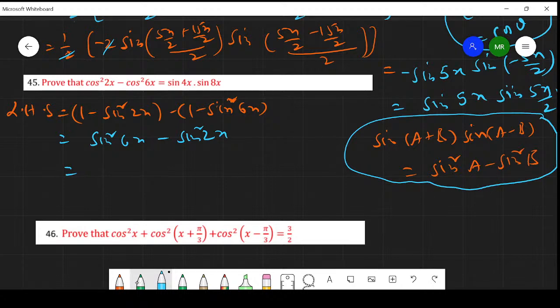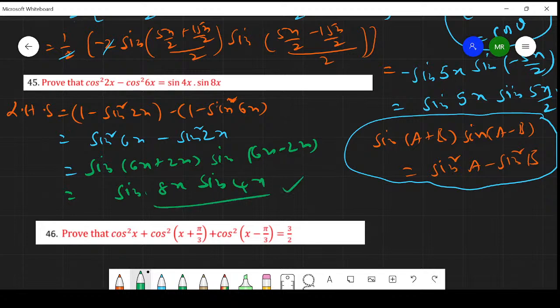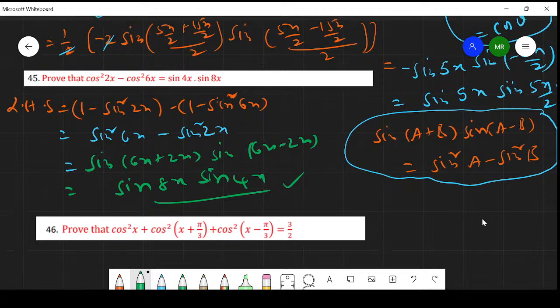You follow this formula, then I can write your answer: sin of a plus b, 6x plus 2x, into sin of 6x minus 2x. Then it becomes sin 8x into sin 4x. It's correct. That's all your answer, sin 8x into sin 4x. That is the required answer. That will be enough. You can complete that.